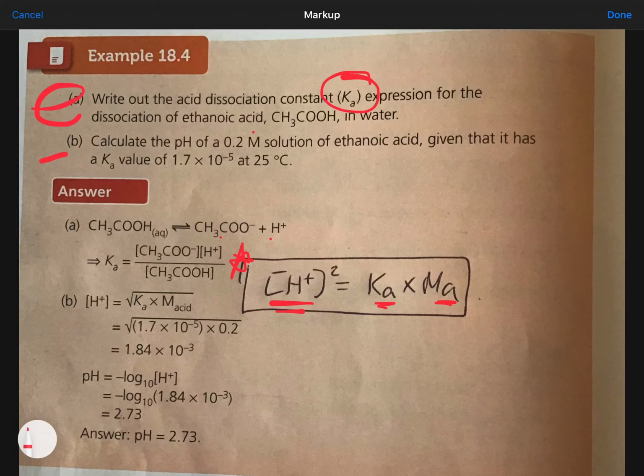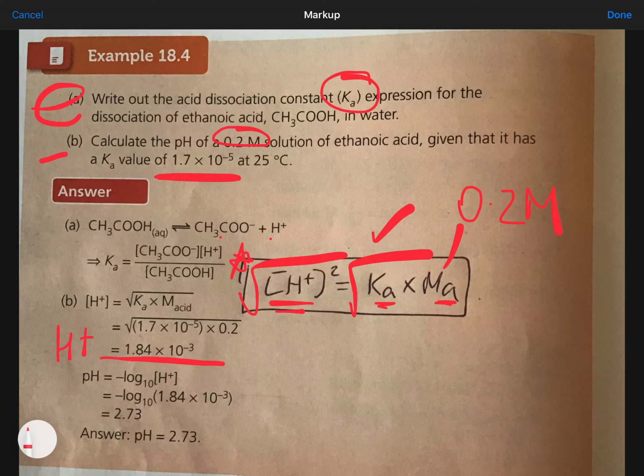Part B then, you're asked to calculate. Now you have the molarity, so you have the Ma, it's 0.2. And you have the Ka, 1.7 by 10 to the minus 5. So when you fill that in and square root both sides to get rid of the hydrogen ion concentration being squared, you get your hydrogen ion concentration. Then plug that into your pH formula to calculate the pH of the weak acid.